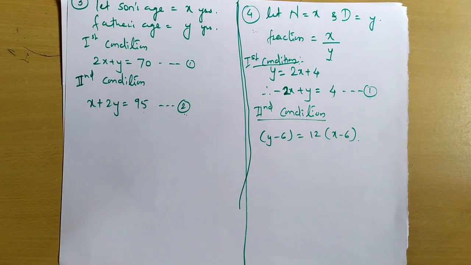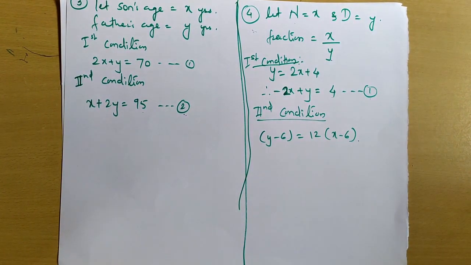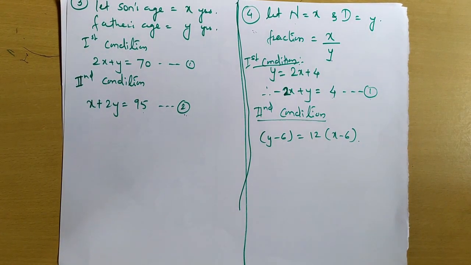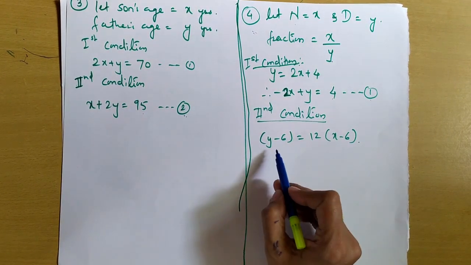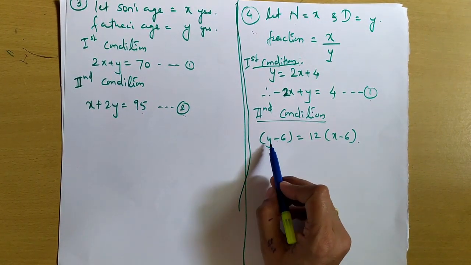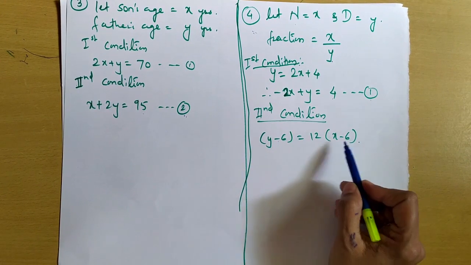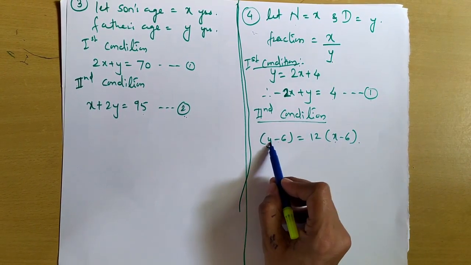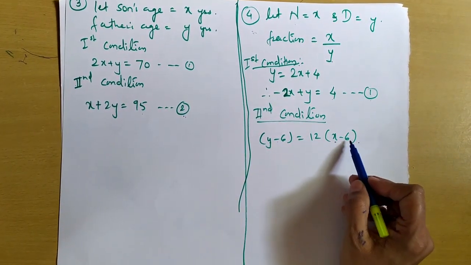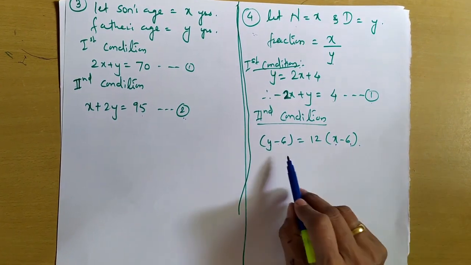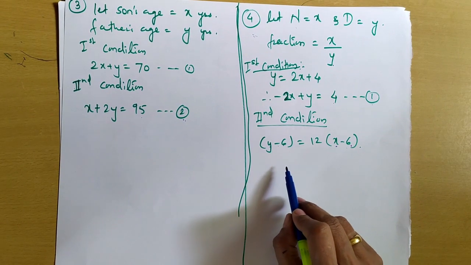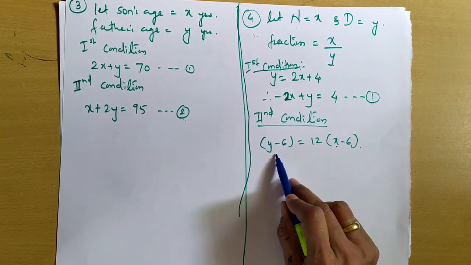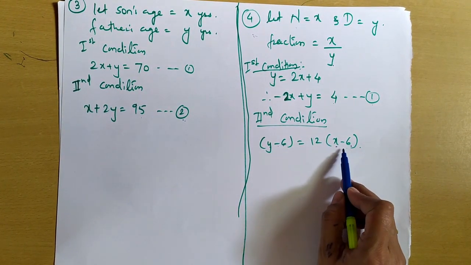Now let us read the second condition. Denominator becomes 12 times the numerator if both the numerator and denominator are reduced by 6. So we are subtracting 6 from the denominator as well as the numerator, so y minus 6 and x minus 6. And what condition is given? That denominator becomes 12 times the numerator.